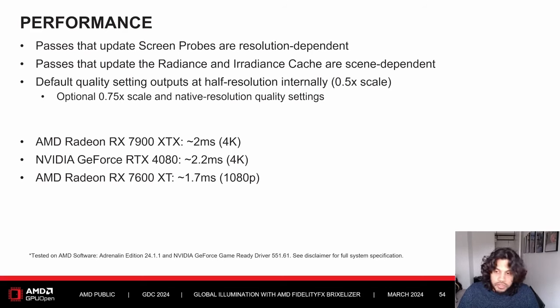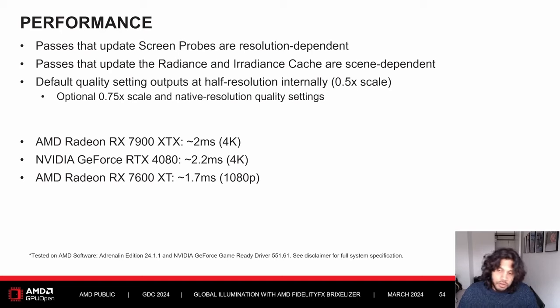Since the diffuse GI is inherently low frequency, internally we output at half resolution or 0.5x scale by default, but has optional settings to output at 0.75x scale or at native resolution. On the Radeon RX 7900 XTX, it takes roughly 2 milliseconds at 4K resolution. On the GeForce RTX 4080, it takes around 2.2 milliseconds, also at 4K resolution.